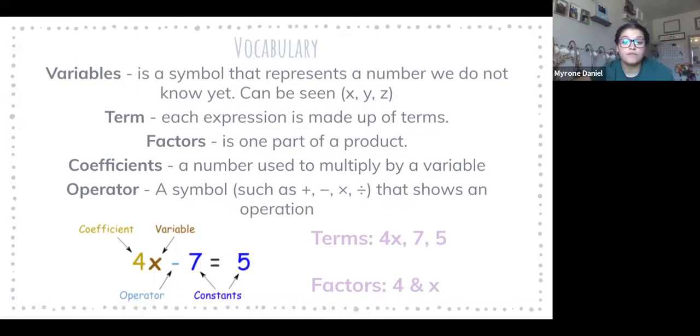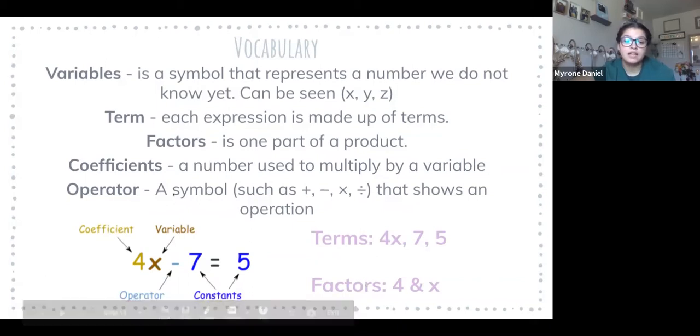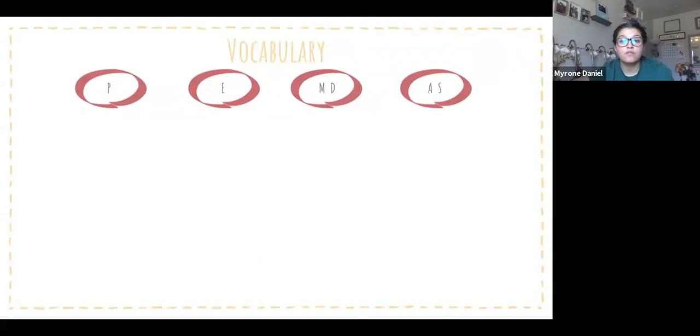We have our coefficients. This is a number being used to multiply by a variable. So right here we have our coefficient 4 and our variable x. And then we have operator. This is a symbol such as addition, subtraction, multiplication, and division, and this shows the operation of the expression. So in this example, the operator is subtraction. We do have more vocabulary as well.